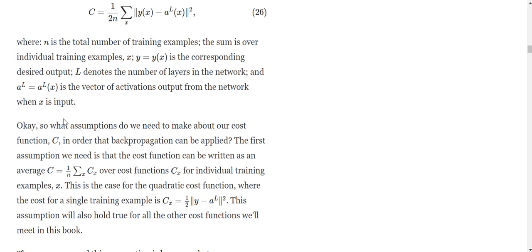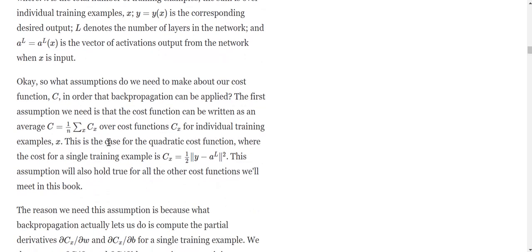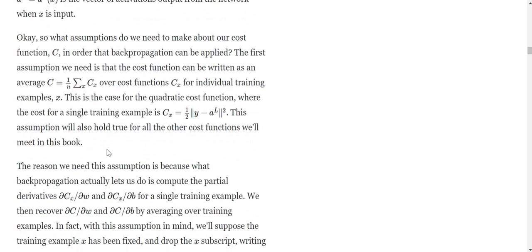Okay, so what assumptions do we need to make about the cost function C in order for backpropagation to be applied? The first assumption we need is that the cost function can be written as an average. So instead of doing everything at once, we are taking the average over the cost functions for individual training examples. So I guess he'll explain why later. This is the case for the quadratic cost function, where the cost for a single training example is this. So the average cost would be the average over all training examples. This assumption will also hold true for all the other cost functions we will meet in this book.